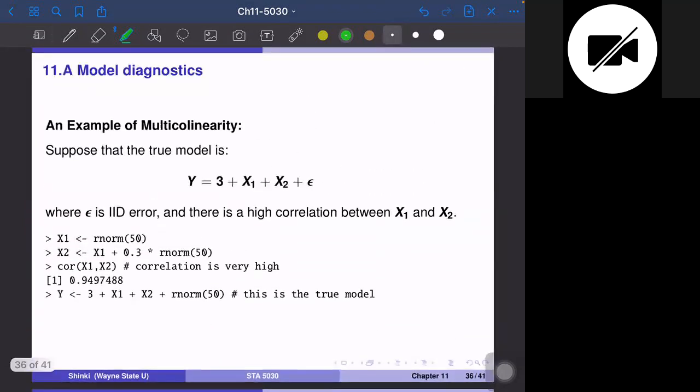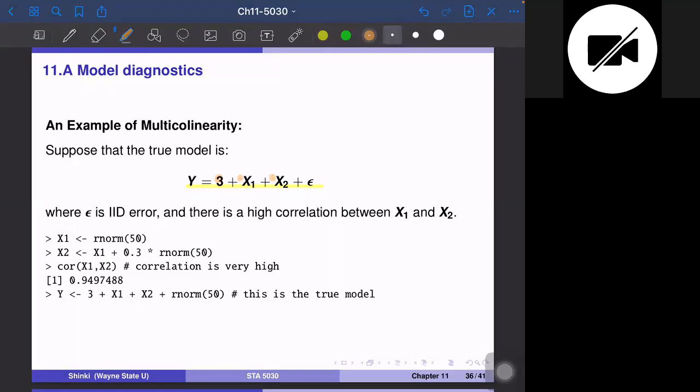So basically I explained the basic concepts, but we do a simulation to clarify what actually happens. Suppose that the true model is y is equal to 3 plus x1 plus x2 plus epsilon. We want to simulate this 50 times. Then what will happen to the estimates of these numbers, the 3, 1, and 1?